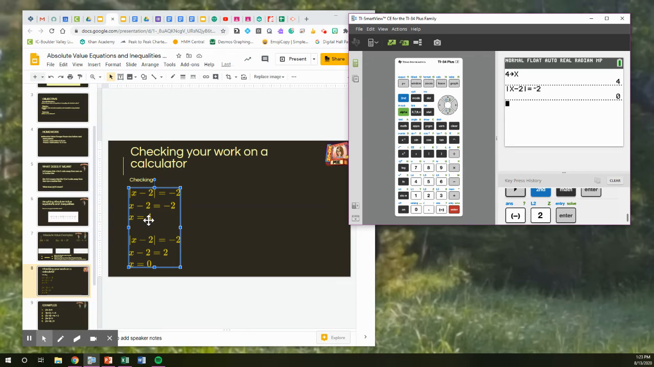And we can actually go back and look and see why. If I do 4 minus 2, I get 2. The absolute value of 2 is 2, not -2. So that's why it's an extraneous solution.